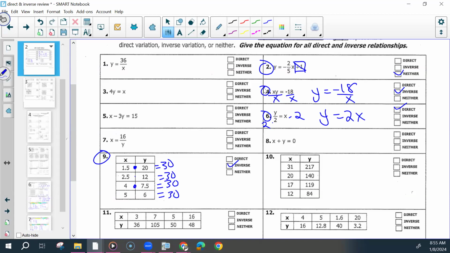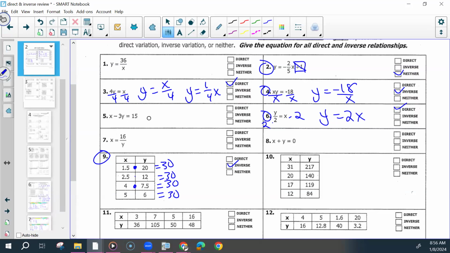Number 3. So again, this is not in any of the 4 formats. So if we were to solve for it, divide both sides by 4. Which one do we think this is by looking at this? Direct, inverse, neither. It's direct. Because you have to know that this is the same thing as y equals 1/4 x. Those are the same. So it is direct. Last question. Okay. Number 5.